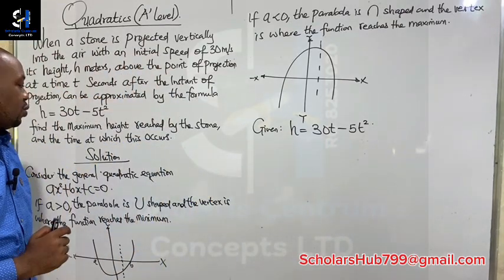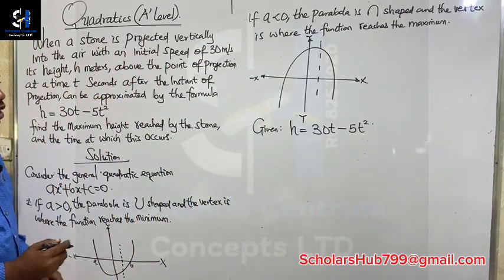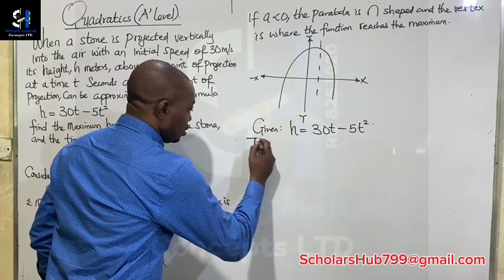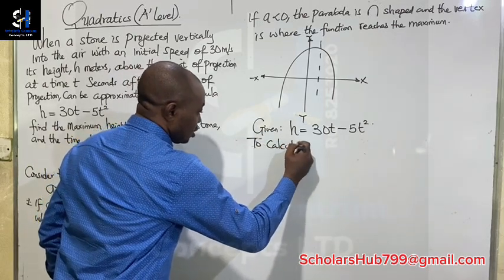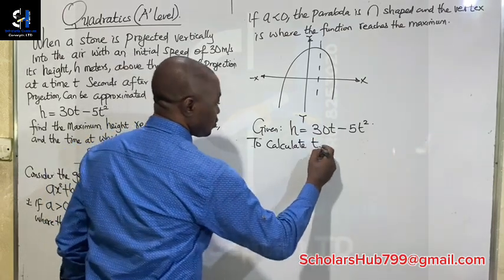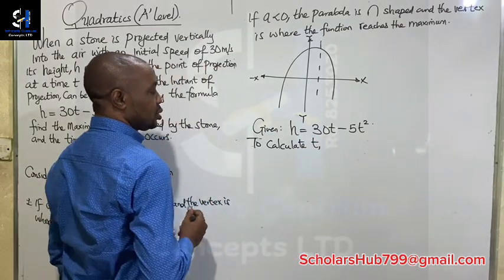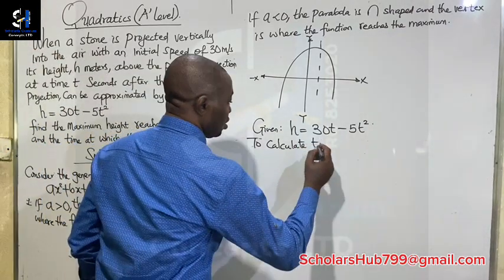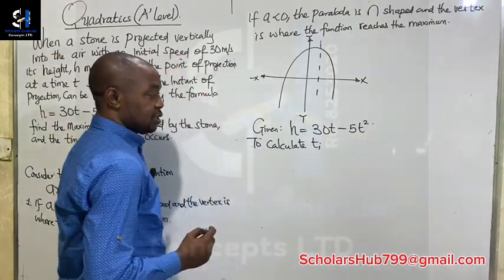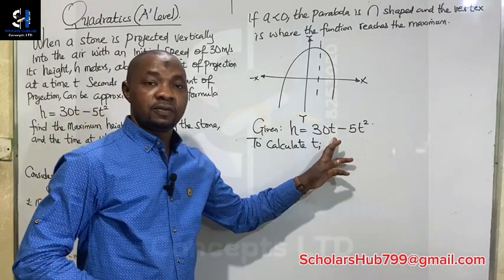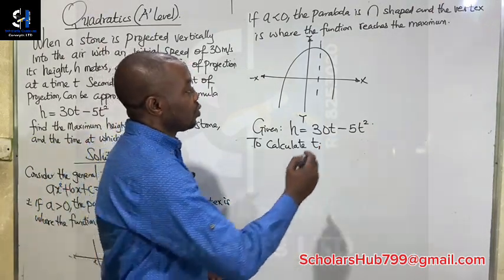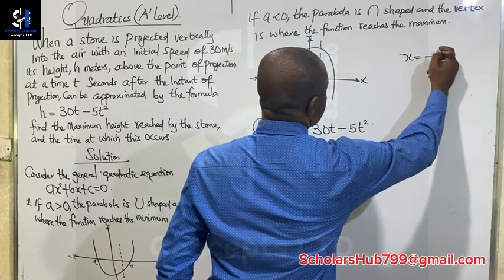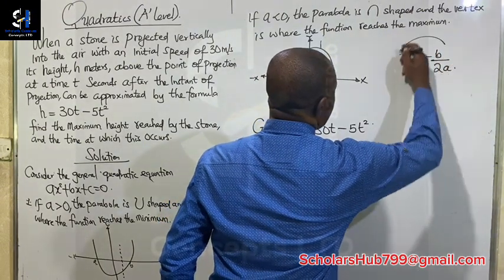So to calculate the value of time t, we make use of the vertex. Normally when we talk about the vertex, x equals negative b over 2a.